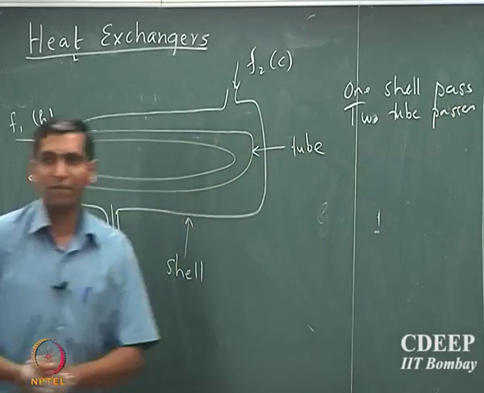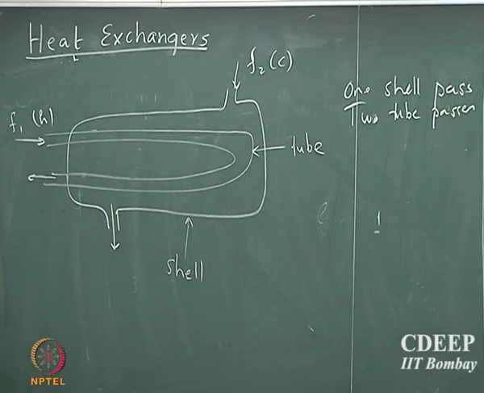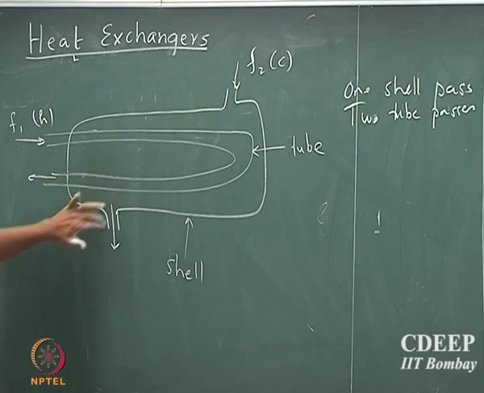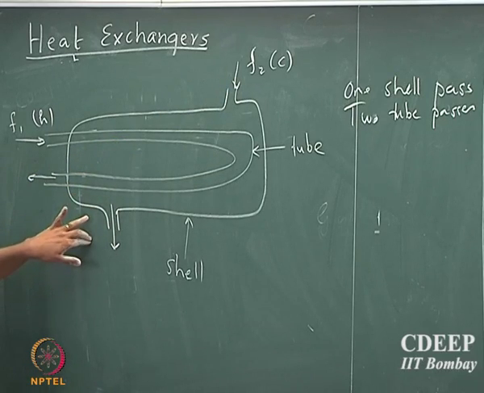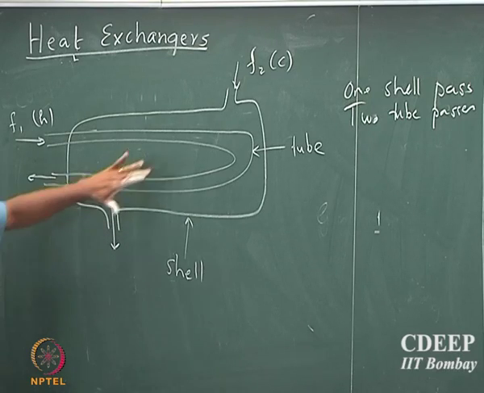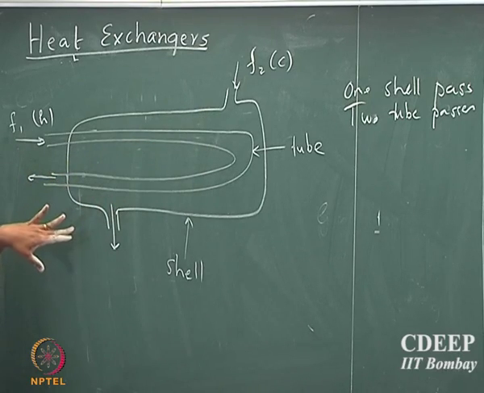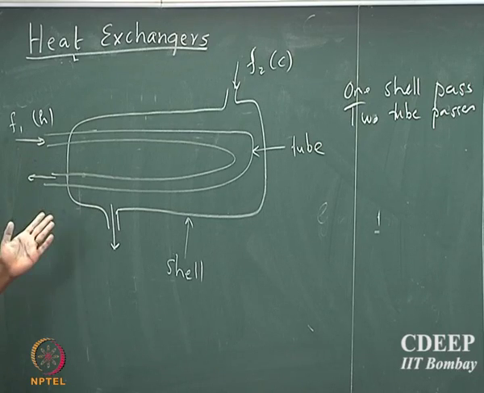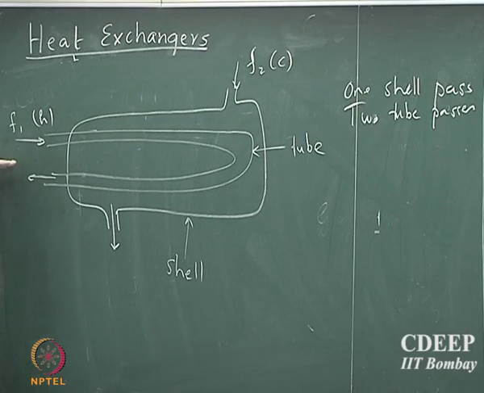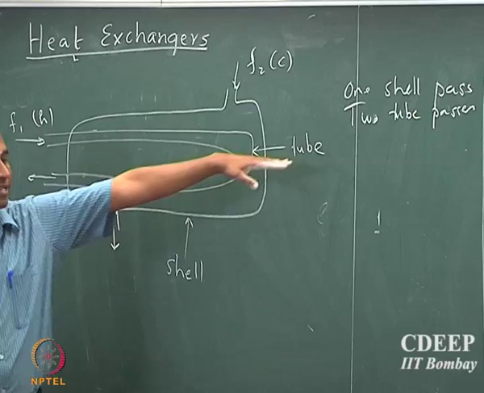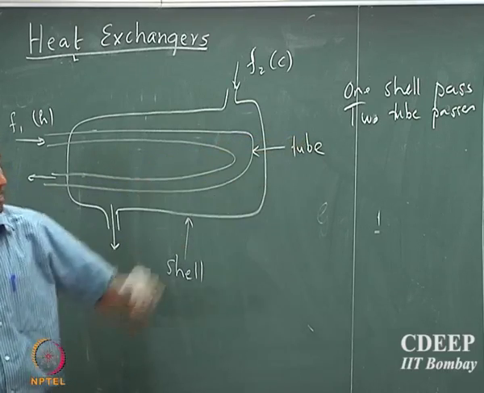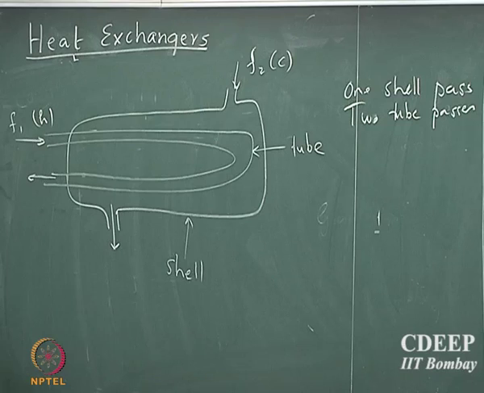Okay. And the way to see that is, the hot fluid goes through the shell once, and whatever heat exchange it experiences, that is it. But then when it comes to the tube, you see that the tube actually travels twice inside the shell, and that is why it is called two tube passes. Okay. Now, one can always draw a one shell pass and one tube pass.